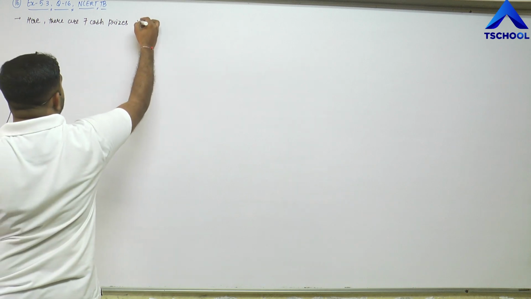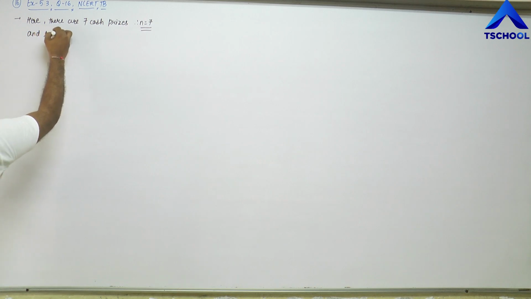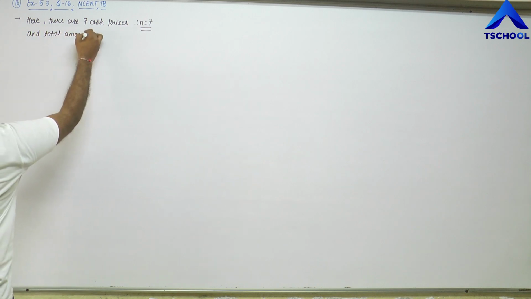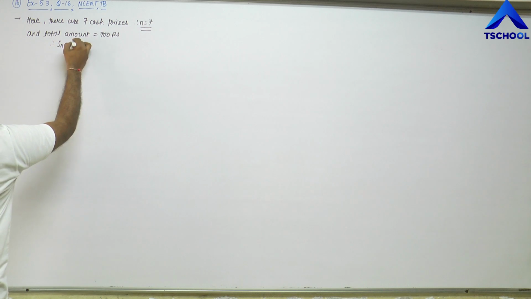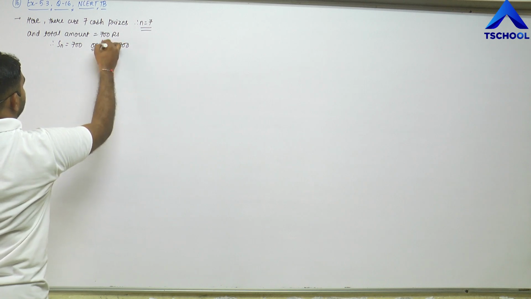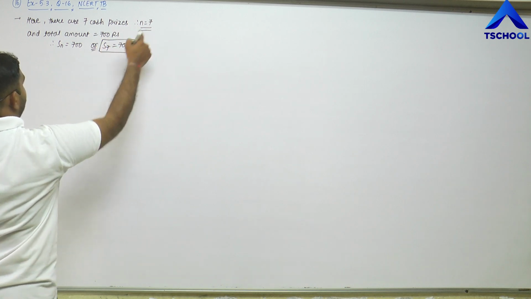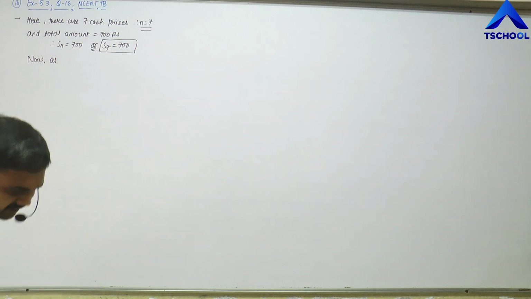Therefore, we can say that n is equals to 7 and total amount is equals to 700 rupees. Therefore, we can say that Sn equals to 700 or S7 is equals to 700. Right, because we already know the value of n. So in place of n, if I put n equals to 7, what shall I get? Sn equals to 700 or S7 is equals to 700. Right?